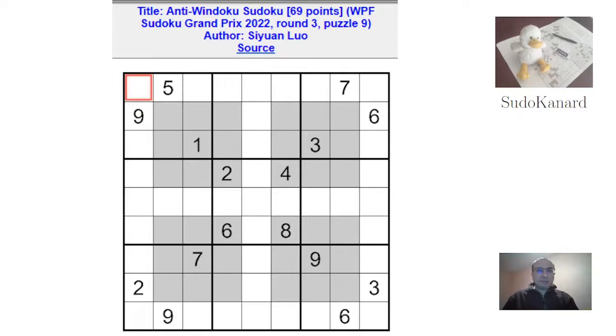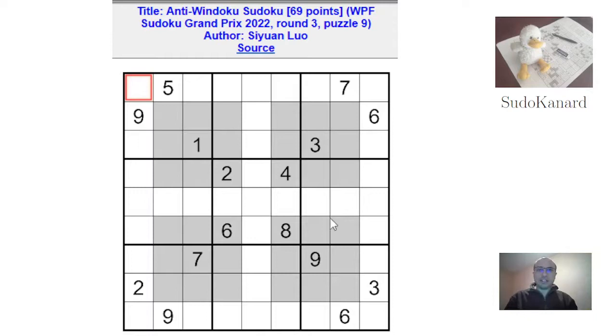Here's another puzzle that was featured in round 3 of the WPF Sudoku Grand Prix of 2022, organized by China and authored by Siyuan Luo. And this puzzle, as opposed to most of the ones I featured on the channel recently, is one that I did solve during the contest, and it took me quite a while.